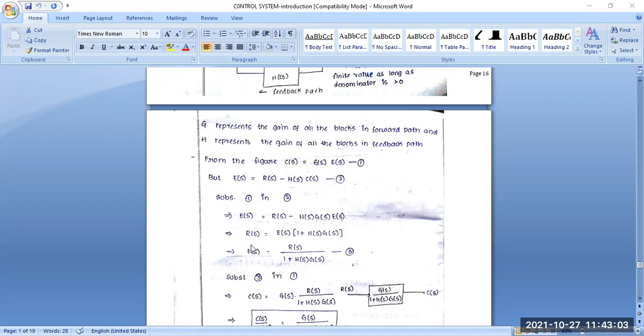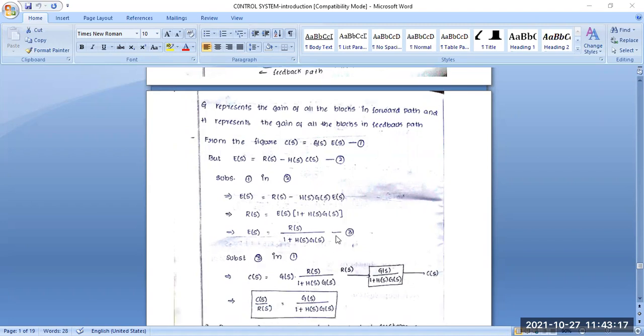So what is E(s)? Here you can see E(s) equals R(s) by 1 plus H(s)G(s). This is equation number 3. Now substitute equation 3 into equation 1, so C(s) equals G(s) into, putting in this value of E(s), R(s) by 1 plus H(s)G(s).